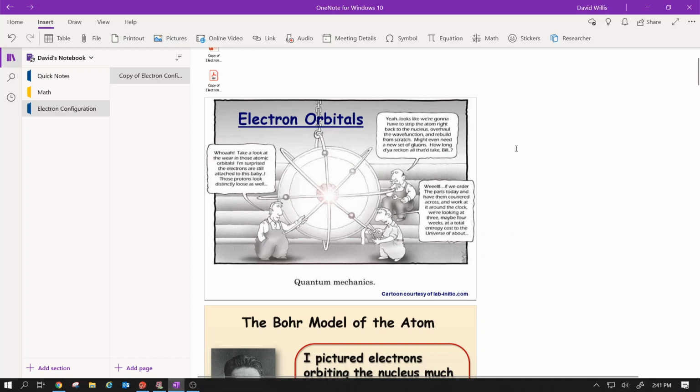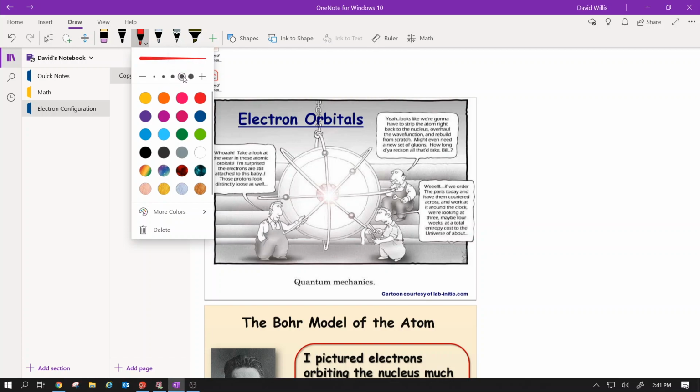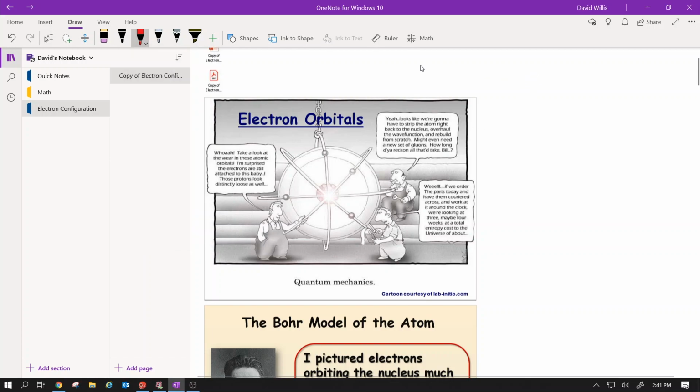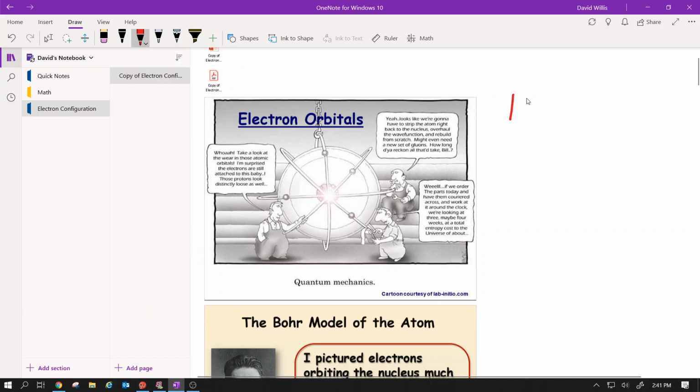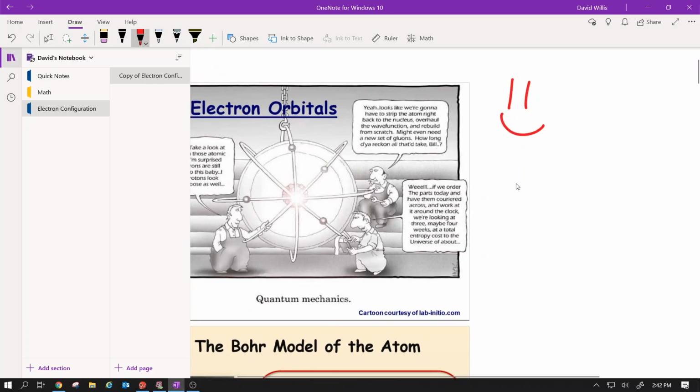Today we are going to talk about electron configurations, and I'm going to experiment using OneNote and seeing how that works for us. Oh well, it starts by not working at all. Okay, I mean red pen 2mm. There we go. All right, so it's working great. Can you make it bigger? Well, if I make it bigger, I don't have as much writing space.